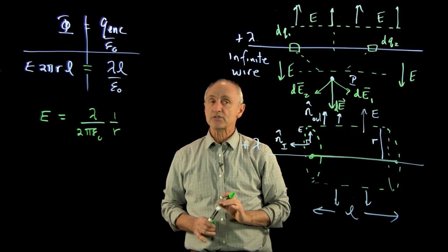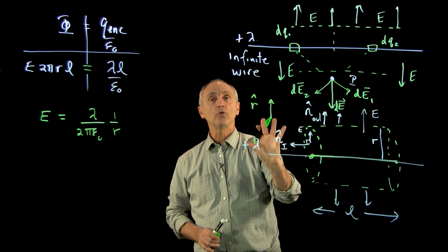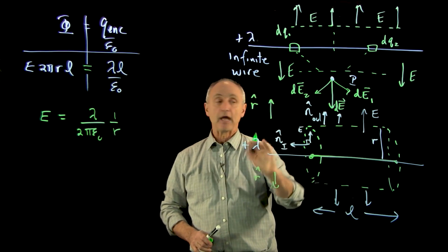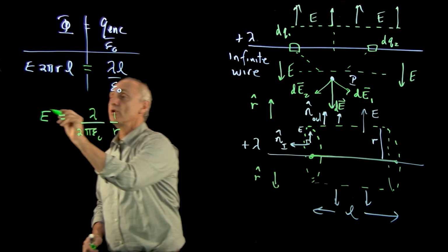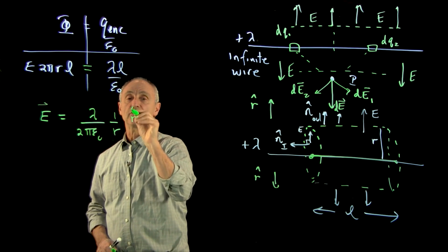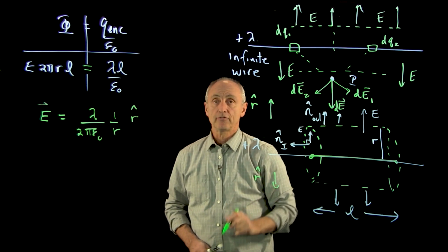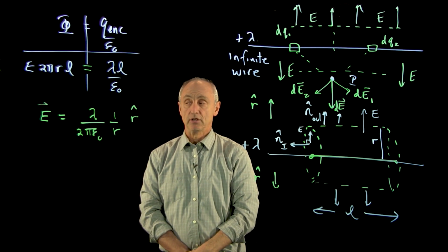Well, how do we express this vectorially? We'll choose a cylindrical radially outward vector. So on both sides, the r hat points away from the axis of symmetry. And so we can write this as an electric field like that. And there is the electric field for an infinite wire, one of our basic examples of the application of Gauss's law.